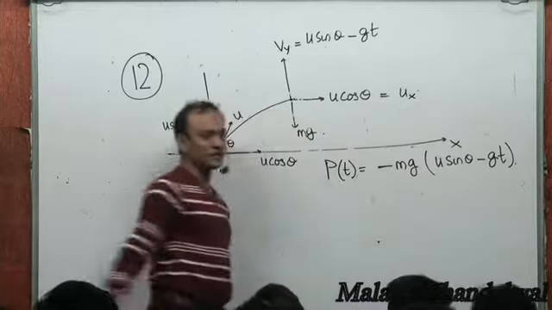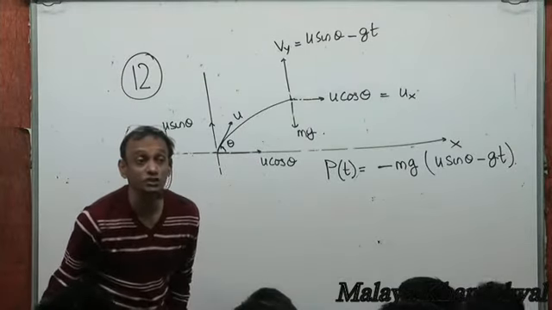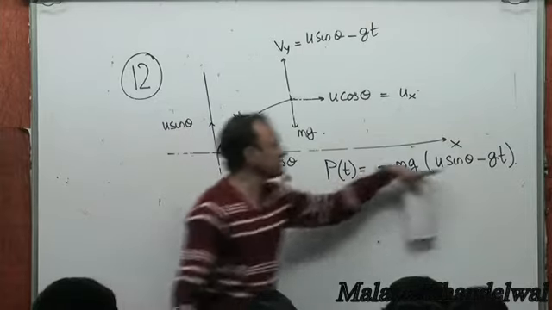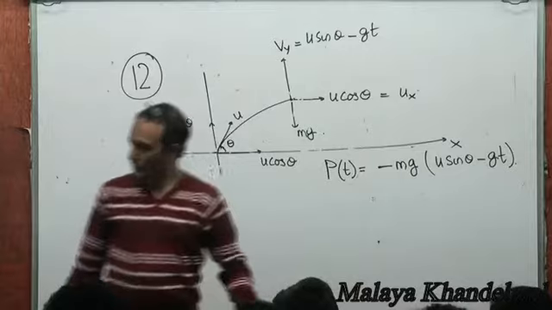That's the power delivered by gravity as a function of time. I hope all of you understand this. Which is a linear function of time, which is a linear variation with time. Power versus time is going to be a straight line, as you can see. Right?